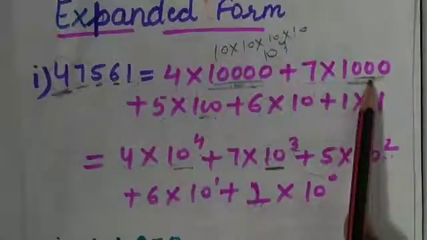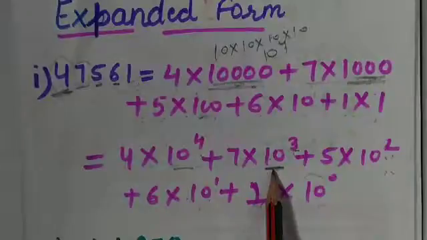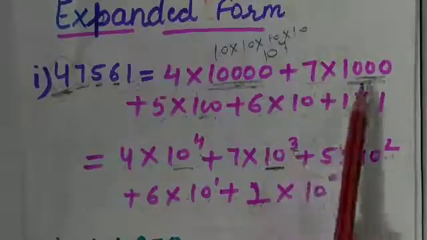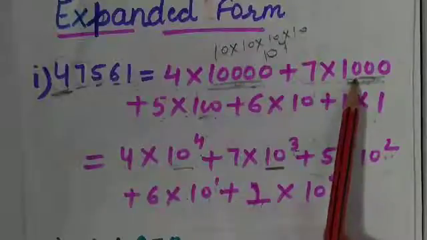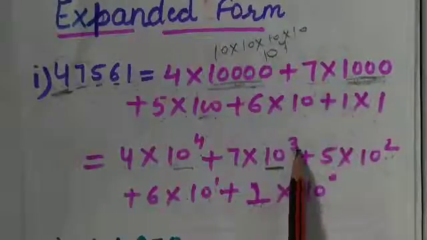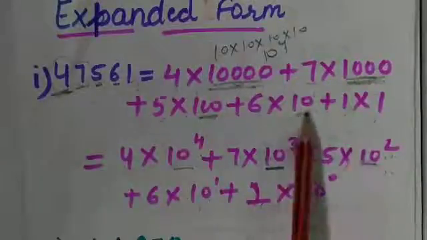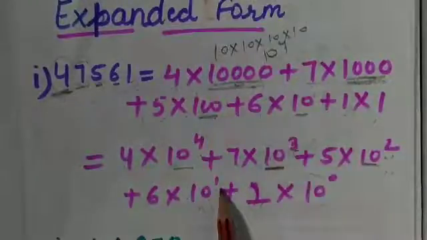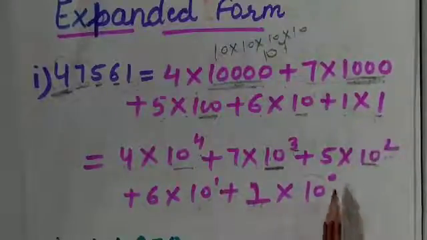Same here, this is 1000. How will you write it in powers of 10? That is 10 to the power 3, because 1000 is 10 into 10 into 10, and that can be written as 10 to the power 3. Same for 100, I have written 10 to the power 2. Same for 10, 10 can be written as 10 to the power 1, and 1, this is its place. How will you write? It is 10 to the power 0.